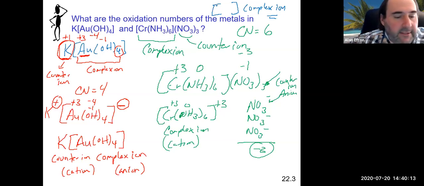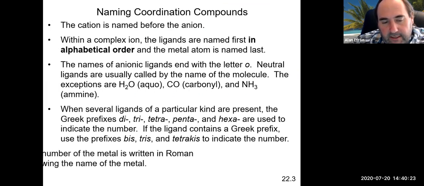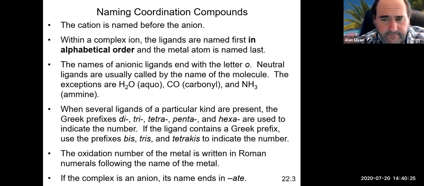All right, so let's then talk about how we go about naming these things. So we're going to talk about some nomenclature here and how we go about naming them. And there's a whole bunch of rules which, you know, are wonderful. Sarcastically saying that. So let's talk about what's going on here with our naming.